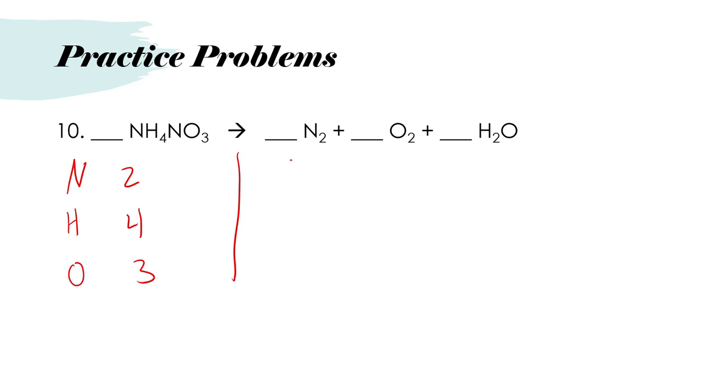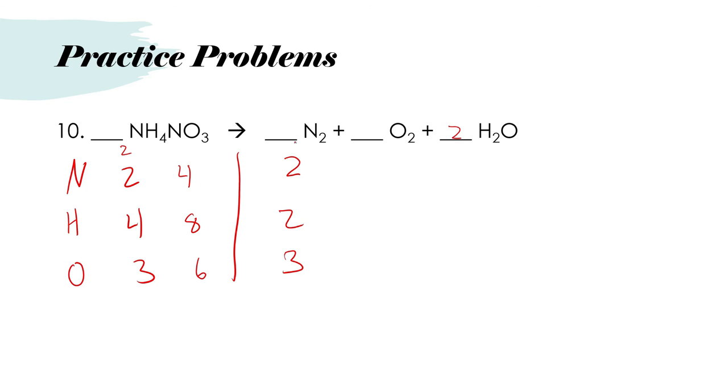Currently on this side we have 3 oxygens, but we only have 2 hydrogens. In order to get 4, we'd need to double this, but if we double this, we're going to add another oxygen, so we'd have to change this one. So let's start by doubling everything on this side. It was 4, 8, and 6.